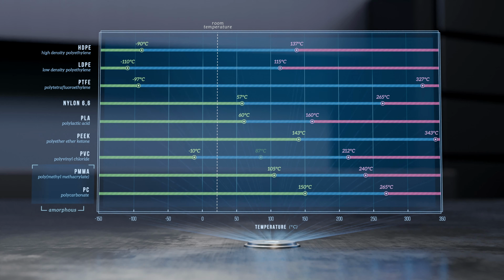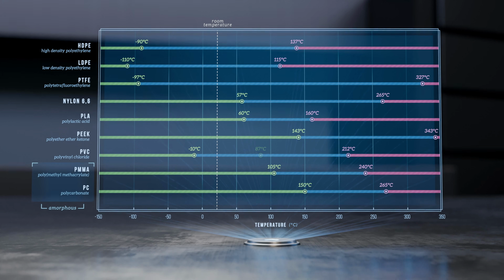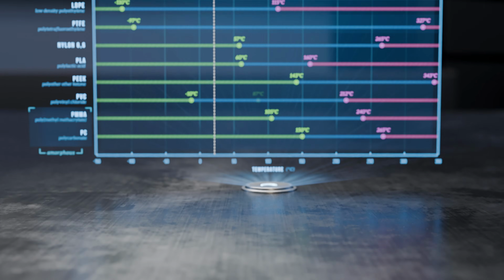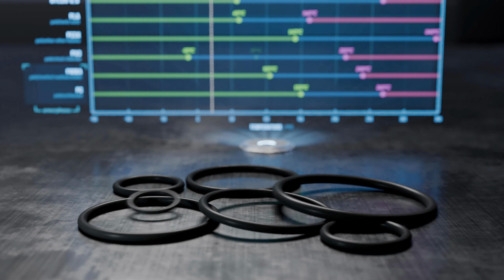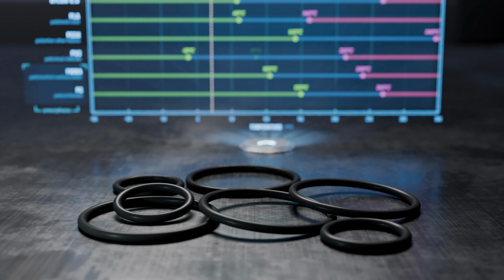The glass transition is such an important factor to consider when working with polymers. This was tragically demonstrated by the Challenger Space Shuttle disaster, where cold outdoor temperatures on the day of the launch caused the elastomeric O-rings on the solid rocket booster to lose some of their flexibility. This prevented them from maintaining a proper seal and contributed to the catastrophic failure of the shuttle.